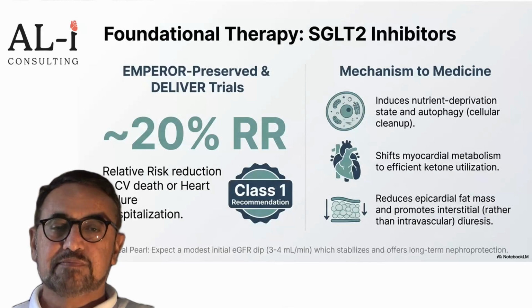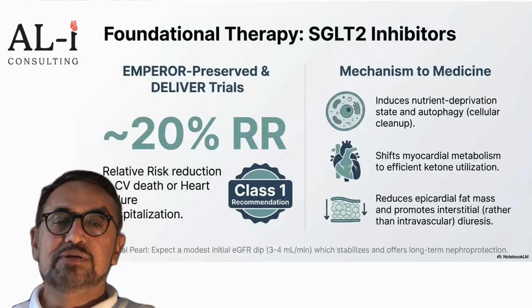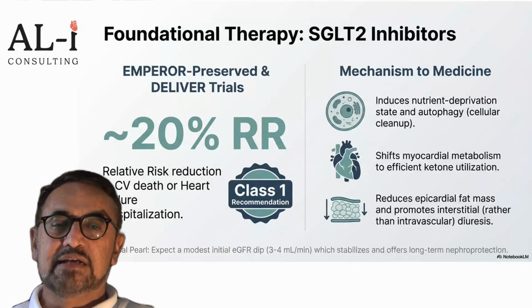Foundational therapy. SGLT2 inhibitors. When the diagnosis is established, SGLT2 inhibitors are the foundational first step. Trials such as EMPEROR-Preserved and DELIVER showed about a 20% relative risk reduction in cardiovascular death or heart failure hospitalization, which is why these agents have become first-line therapy in contemporary practice.